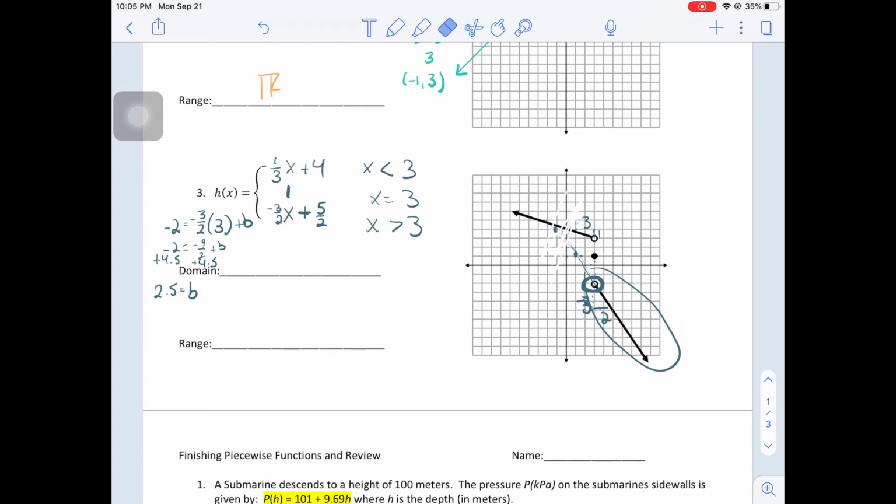All right, now let's look at figuring out what the domain is. So domain does jump around a little bit, but all of the x values are included here.